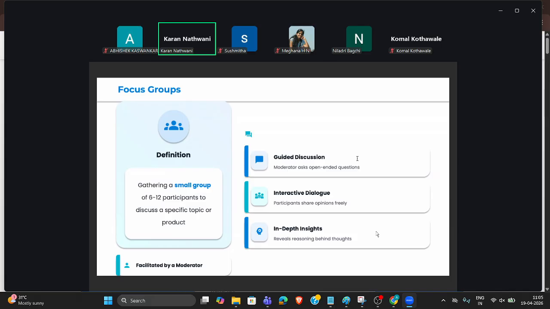Similarly, in our case, it's a program which we want to launch. So we discuss it in smaller groups. And then there is a moderator, obviously. The same moderator will do it for all the groups, because he can identify the answers of one particular group. Then he will try to see the correlation.